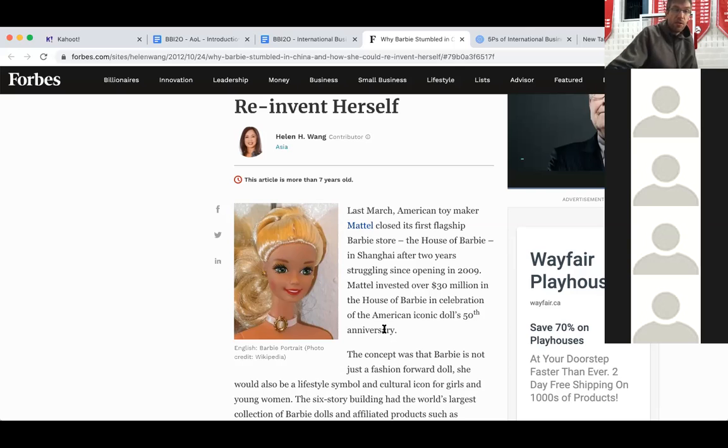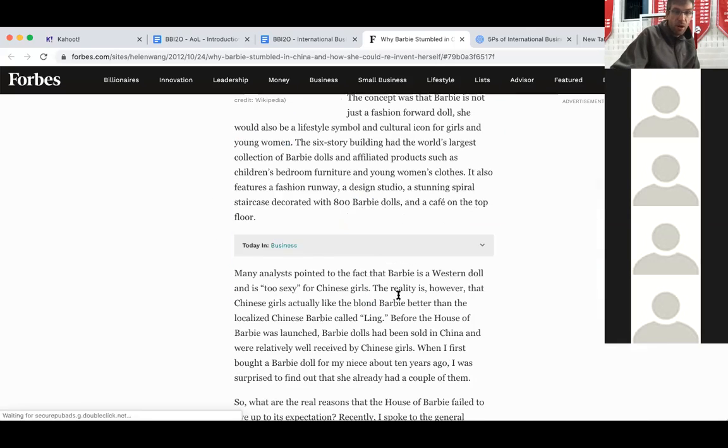But then it also talks about pricing. It talks about things like jeans that cost a couple hundred dollars, $200 for jeans, a premium pricing strategy. And the point was that Barbie didn't establish what the brand meant. They didn't establish themselves as a luxury brand. They opened up this amazing store.